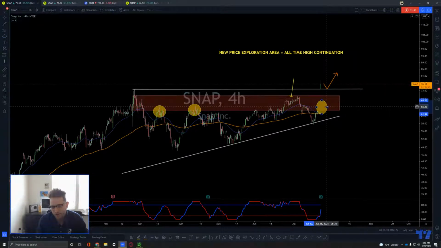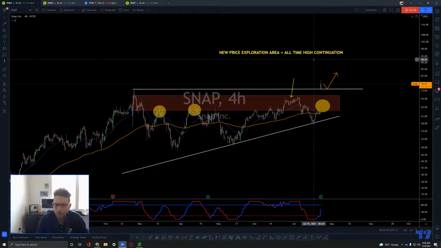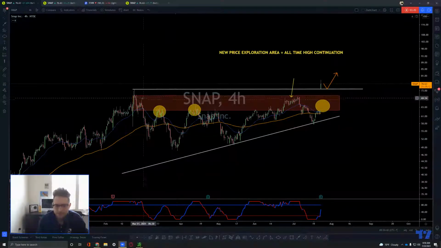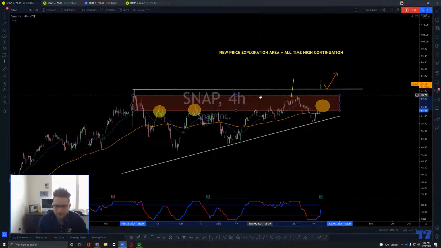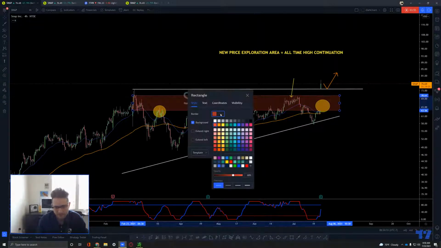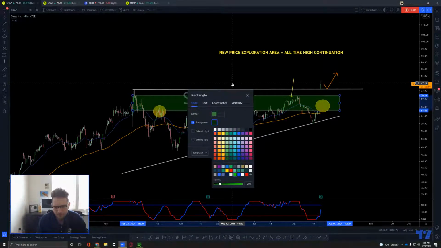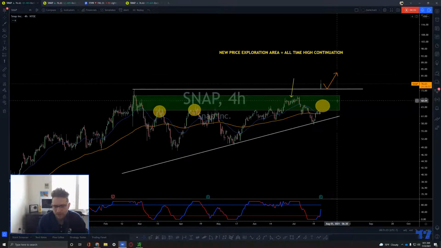And what occurred was Snapchat ended up having great earnings results. So what does that do? That flips everybody here into buyers. So now this should act as an area of liquidity for the buyers. There should be more buyers coming in here now.